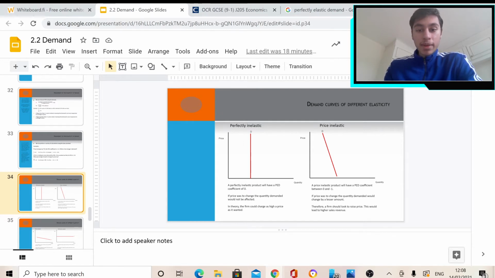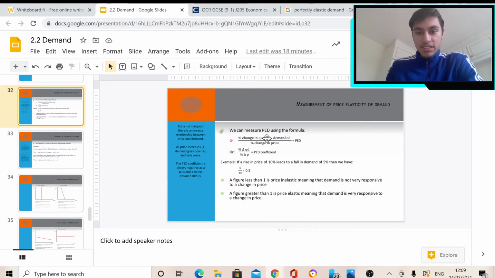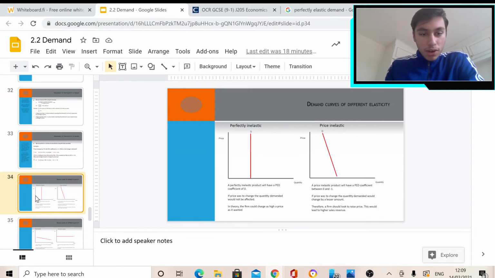Now what is meant by PED coefficient? Basically, we calculate the PED coefficient by percentage change in quantity over percentage change in price. Remember that: percentage change in quantity over percentage change in price. Now if you come back to this graph, let's take any 2 points on it. We'll see the percentage change in quantity remains the same, because it's a straight line. However, the percentage change in price will be varying.